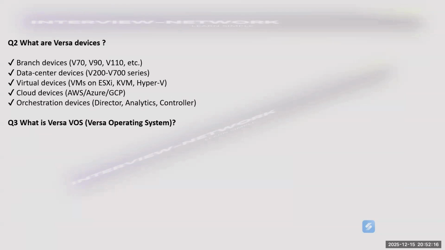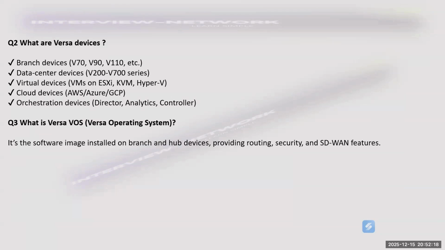What is Versa operating system? It is a software image installed on branch and hub devices, providing routing, security, and SD-WAN features. It's the same way we have the iOS image in legacy. The same way in Versa, we have the Versa operating system, and it does the same kind of work that iOS does. The only feature difference is that iOS we use for the legacy, and Versa OS is basically used for the SD-WAN features.